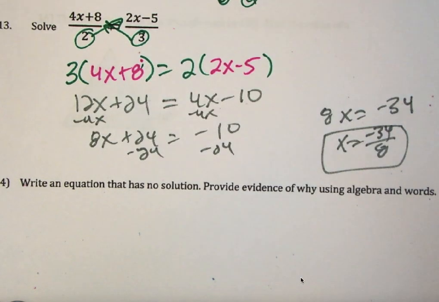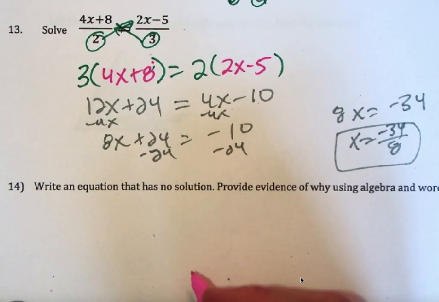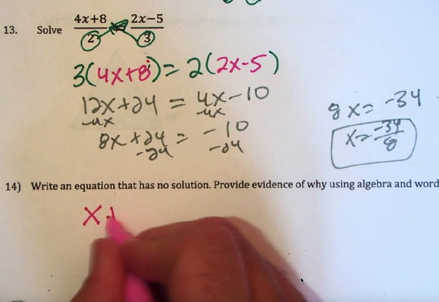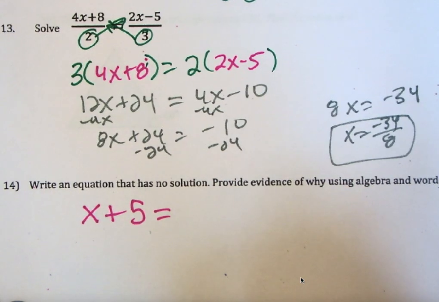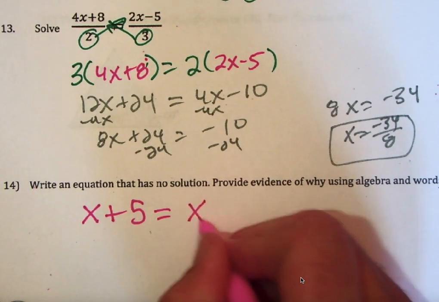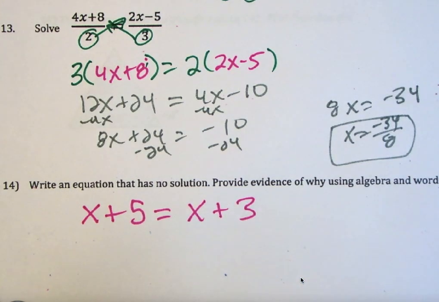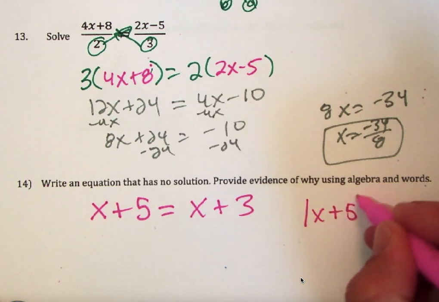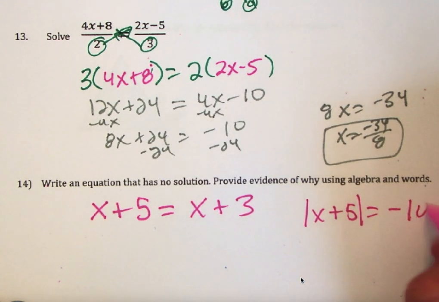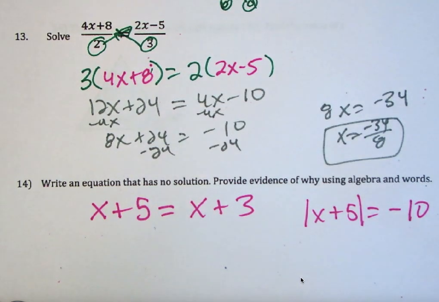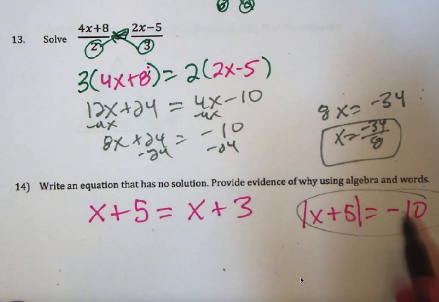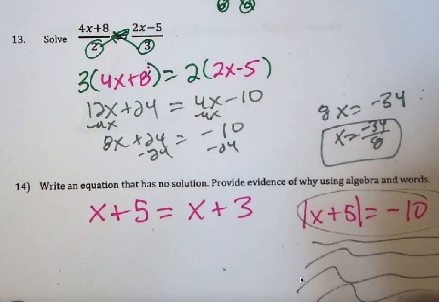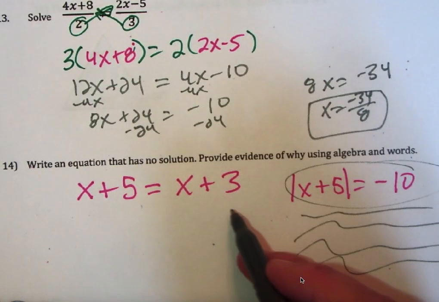Okay. 14. Can you write an equation that has no solution? Give any evidence of why using algebra or words. Okay. So an equation that has no solution would be, for example, x plus 5 equals x plus 3. This has no solution. Along with, maybe people thought of doing absolute value equations, which would have worked just as well. So either of those would have worked. For the reason we talked about, you could have written down, absolute value won't equal a negative. Here we can say this has no solution.